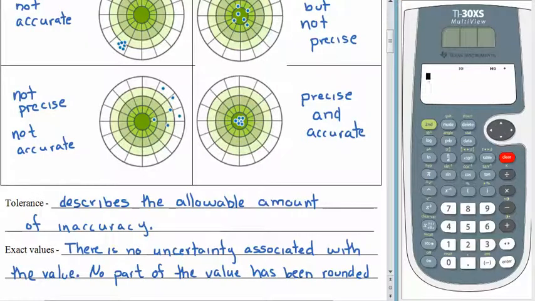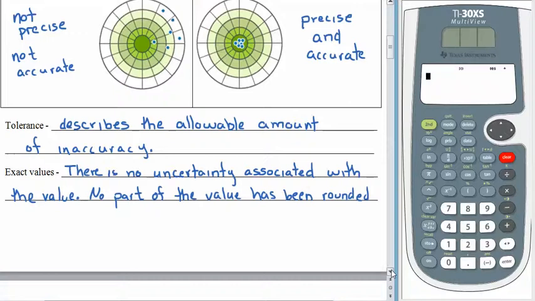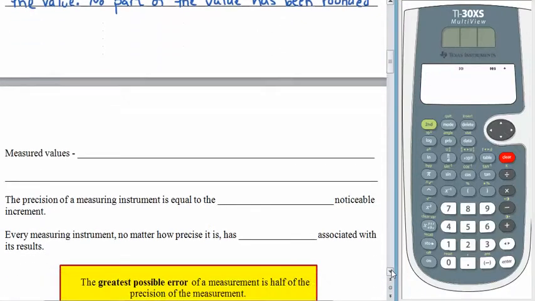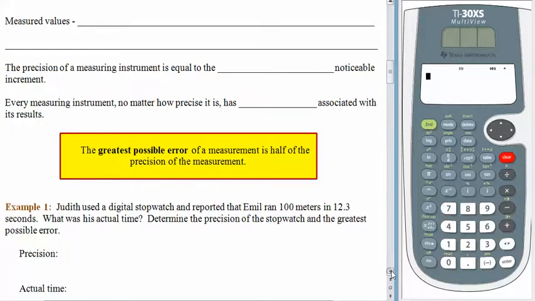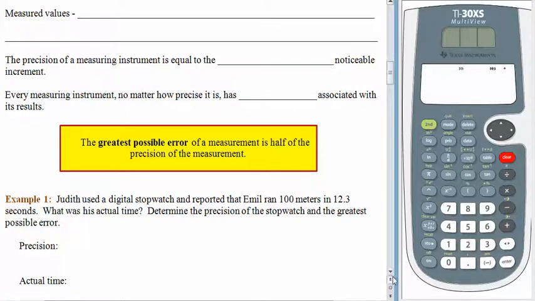All right, let's flip the page and see what's coming up next. Look at that, just a little bit more vocabulary. So we had exact values. Measured values are different. Things that you count are exact. Things that you measure with some sort of device will always involve approximation.